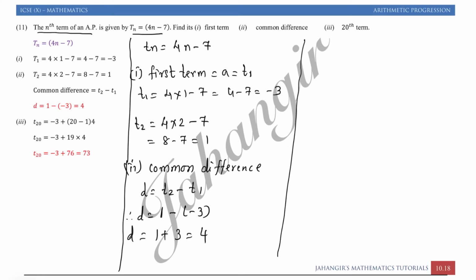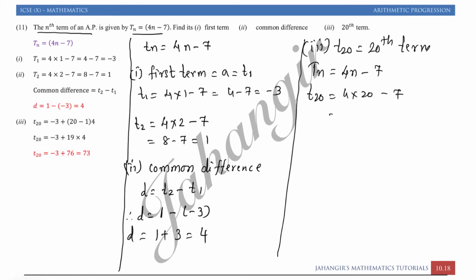We got second term also. Now third part we have to find 20th term. T20 is 20th term. As we know, Tn is given as 4n minus 7. So we can write T20 is equal to 4 into 20 minus 7. 4 20s are 80 minus 7, that is 73. This is just a substitution which we did.